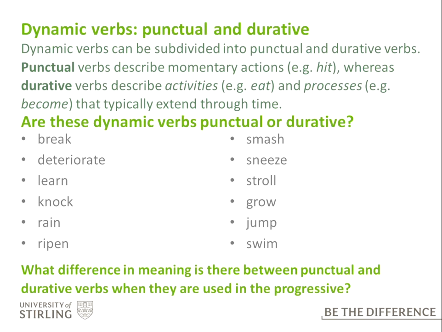Now we can subdivide dynamic verbs into punctual and durative verbs. Punctual verbs describe momentary actions like hit, whereas durative verbs have duration. They describe activities like eat and processes like become that typically extend through time. So look at these verbs and decide whether they're punctual or durative, and then see if you can work out what the difference in meaning is when you use these verbs in the progressive or continuous.